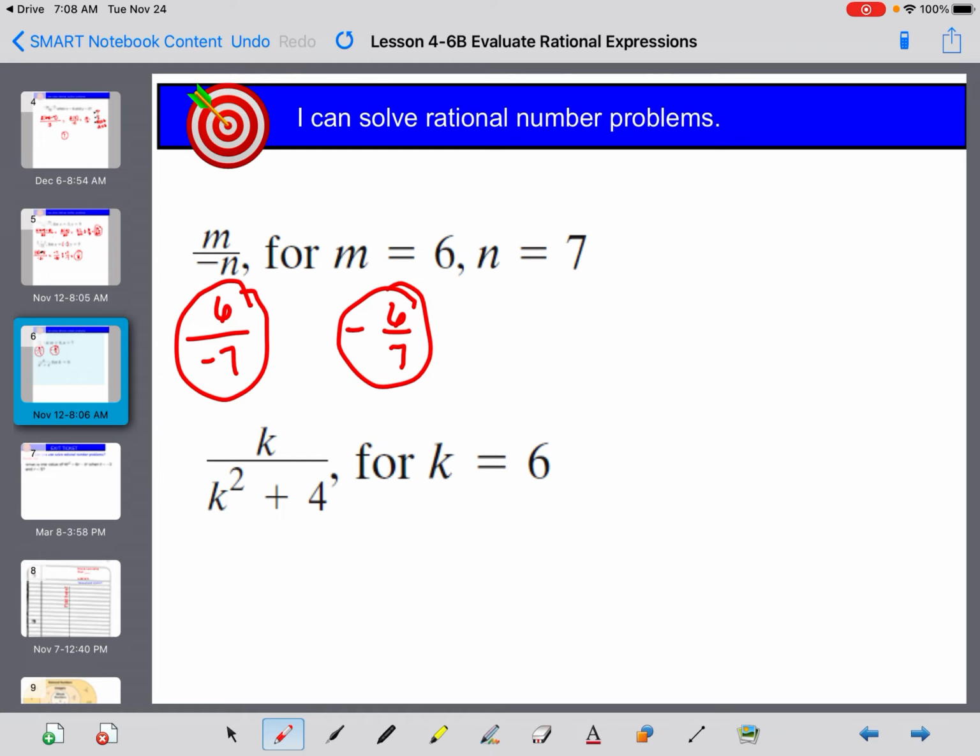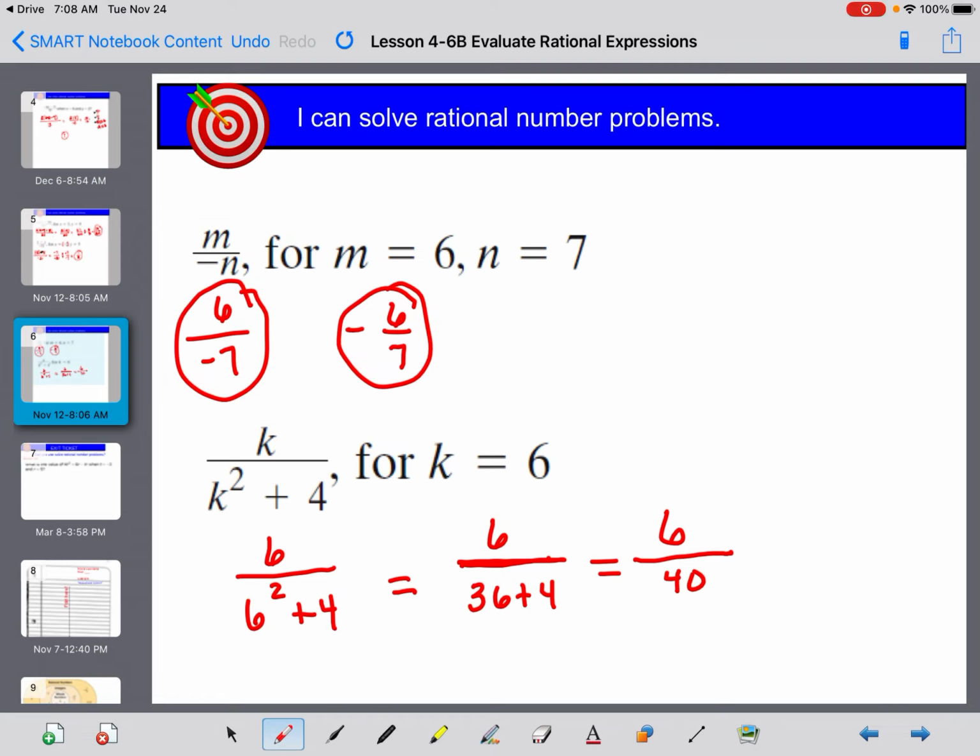The next one, 6 all over 6 squared plus 4. Remember, you need to simplify your exponent first, and you get 36 plus 4. Then this fraction bar acts as a grouping symbol, so I need to finish the denominator, simplifying the denominator, before I can reduce anything else. 36 plus 4 is 40. The greatest common factor between 6 and 40 is probably 2. And I get 3/20.